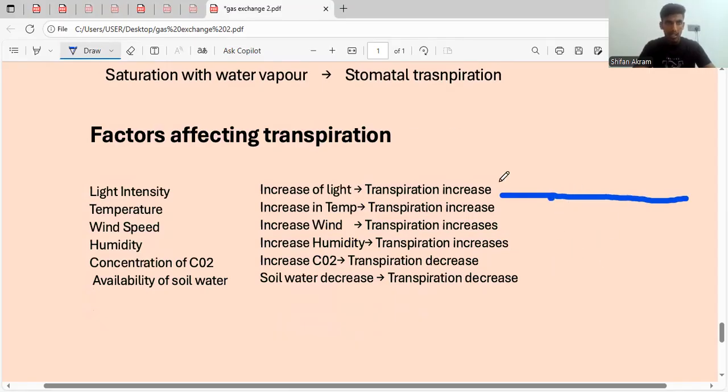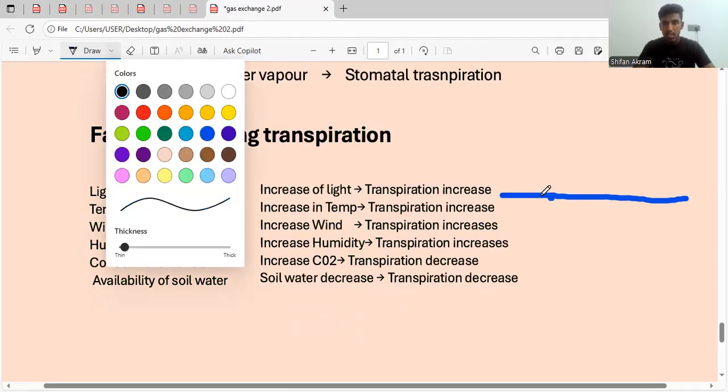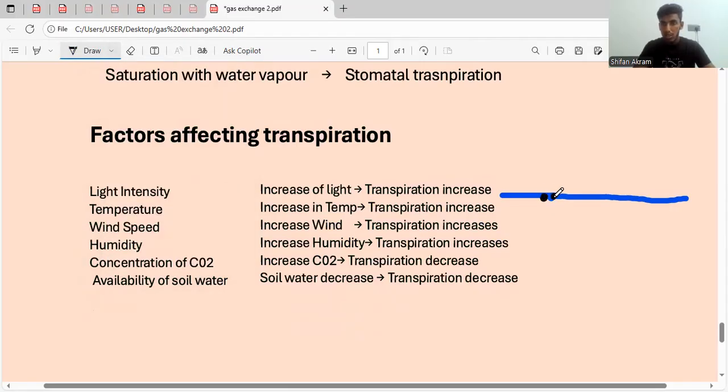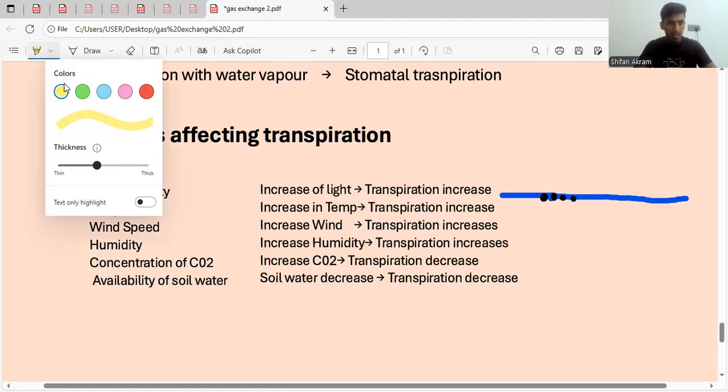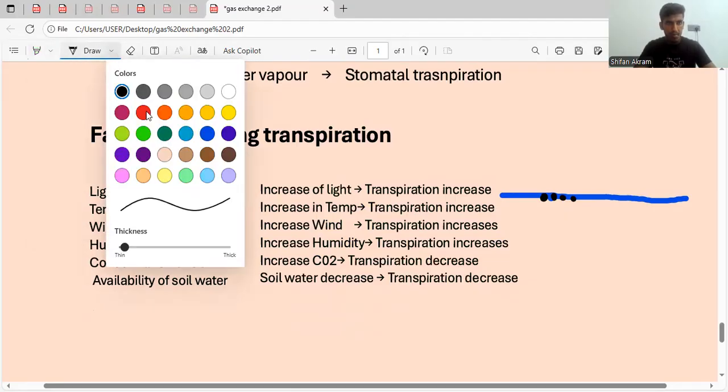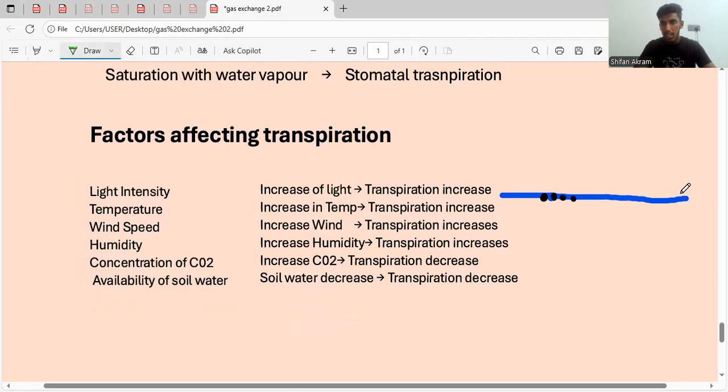Let me draw it in another color. So these are the stomata. Stomata are very close together, there are a lot of them. So these stomata form a shell outside the surface of the leaf. Let me draw that shell. They form a very thin shell outside the leaf. So the humidity inside the leaf is almost 100%.